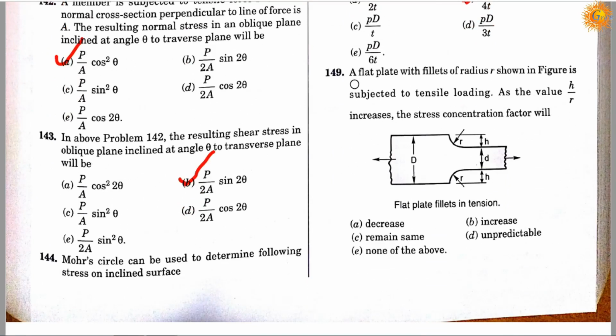Question number 149. A flat plate with fillets of radius R shown in the figure is subjected to tensile loading. As the value H upon R increases, the stress concentration factor will: option A, decreases; option B, increase; option C, remain same; option D, unpredictable; option E, none of the above. So correct answer is B, it will increase.